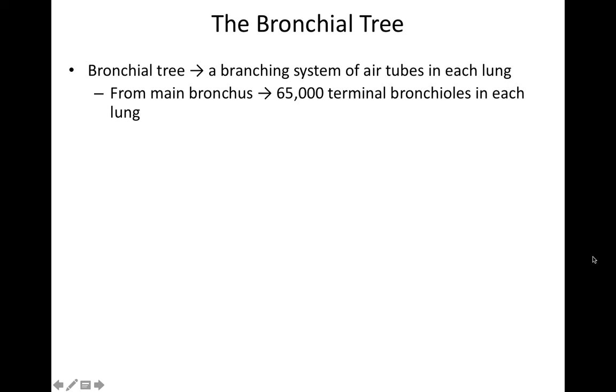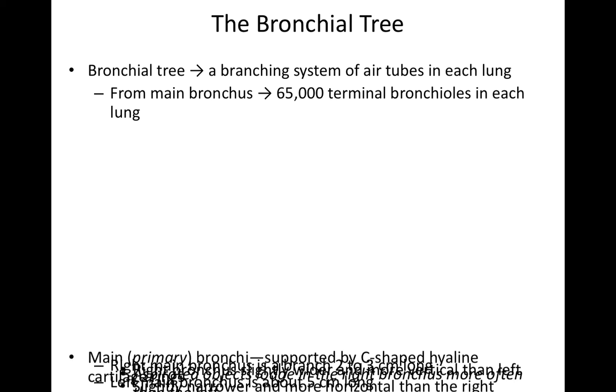So you're going to basically start from your two main bronchi, and you're going to end up with 65,000 terminal bronchioles in each lung. So you start with two branches, and then you end up with 130,000 of these terminal bronchioles. And if you remember, the terminal bronchiole is the end of the conducting division. So this is a big tree. We haven't even gotten to where we're dealing with gas exchange yet.